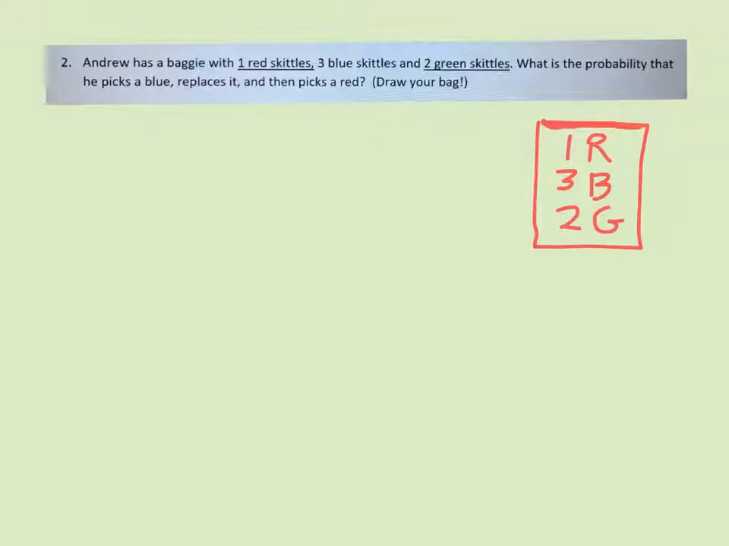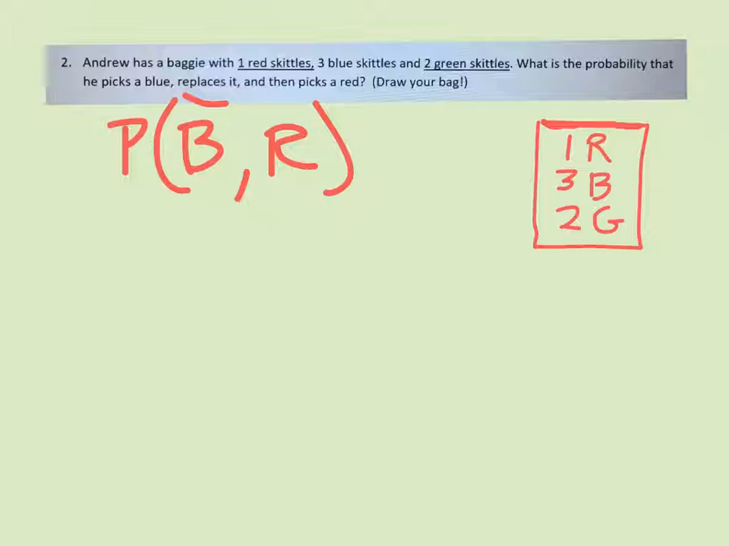All right, so I'm going to find the probability of picking a blue, replacing it, then picking out a red. All right, so what's the probability of picking out the blue first? Well, there's 3 blue, and I forgot to total my bag, so we have 6 in the bag total. 1 plus 3 plus 2, 6. So the probability of getting the blue is 3 blue out of 6 total. So 3/6.